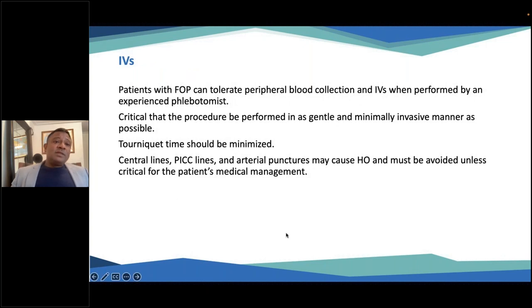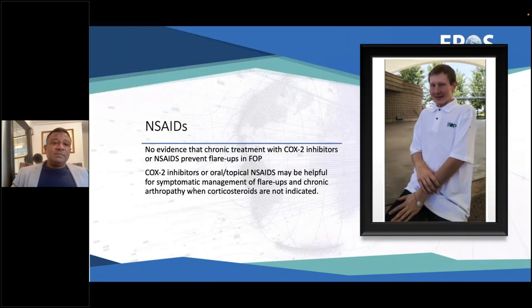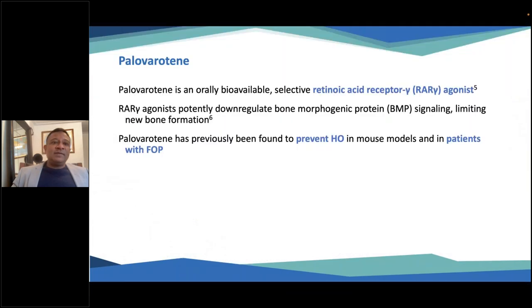When you're thinking about giving a bisphosphonate, you're thinking about either the IV versions like pamidronate or the newer ones, which are just a one-off injection. We need to take care when placing an IV and doing blood tests, because if you inflate the cuff too much, you may precipitate inflammation. Tourniquet time needs to be minimized, and the test needs to be done by someone very, very experienced. Non-steroidals are also very useful, including the COX-2 inhibitors, in preventing and reducing the pain associated with a flare-up.